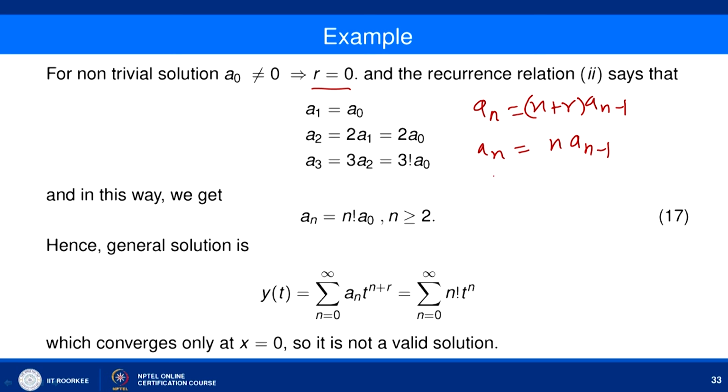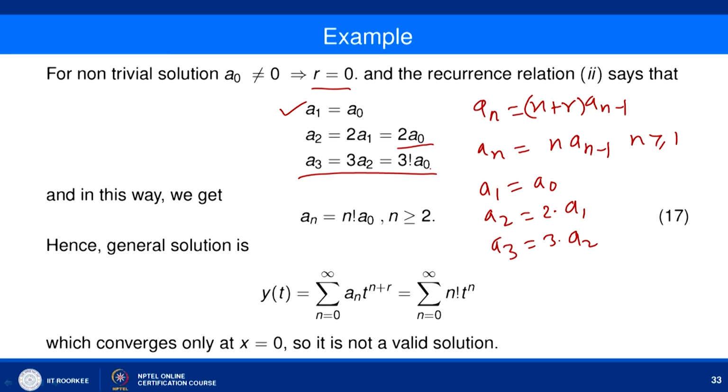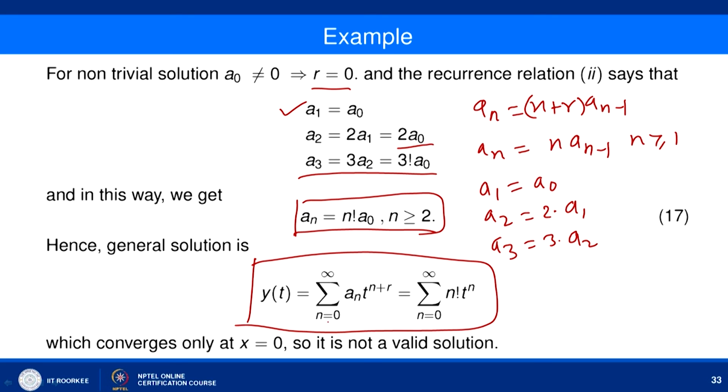So here, since n is greater than or equal to 1, let us start with n equal to 1 itself. So a 1 is equal to a naught, that we have listed here, and using this, a 2 is what? a 2 is, for n equal to 2, 2 into a 1, that is 2 into a naught. Similarly a 3 is what? 3 into a 2, and a 2 is 2 into a 1. So we can write that a 3 is given as factorial 3 times a naught, and we can use mathematical induction to show that a n is given as factorial n times a naught, for n greater than or equal to 2. So hence the general solution we can write as y(t) equal to the sum from n equal to 0 to infinity of a n t to the power n plus r, that is, the sum from n equal to 0 to infinity of factorial n t to the power n.